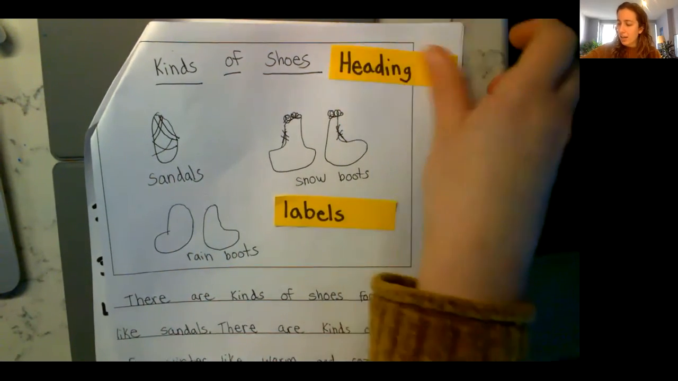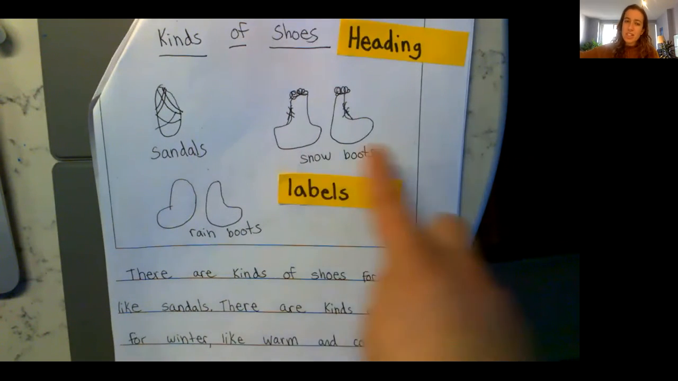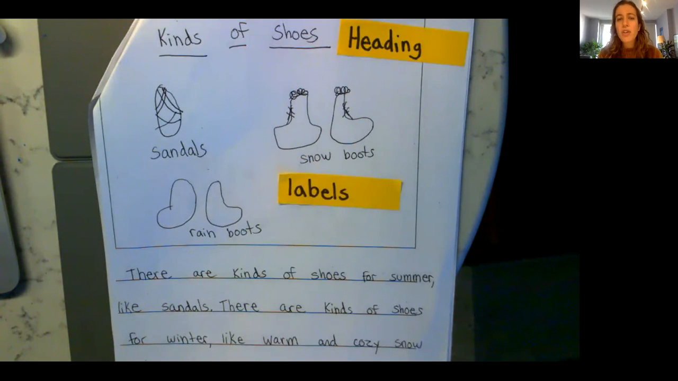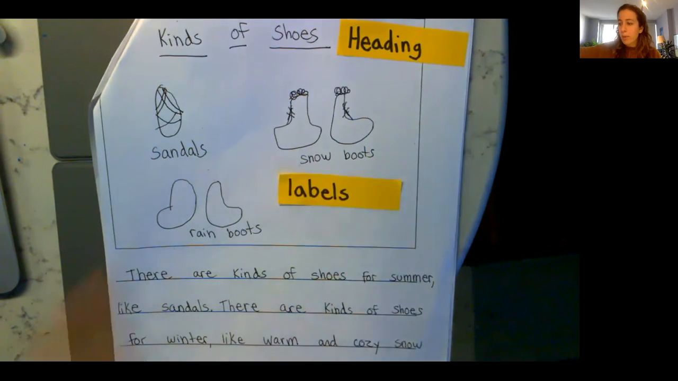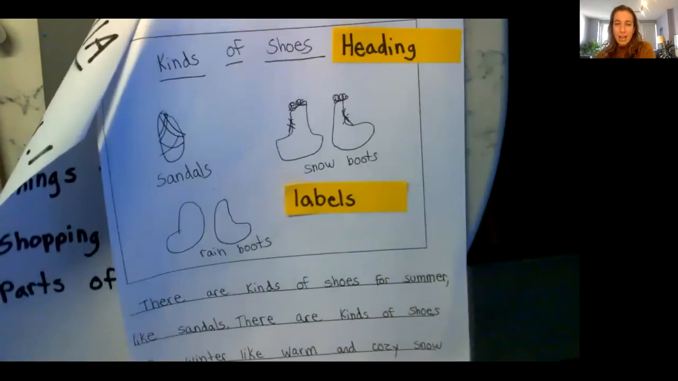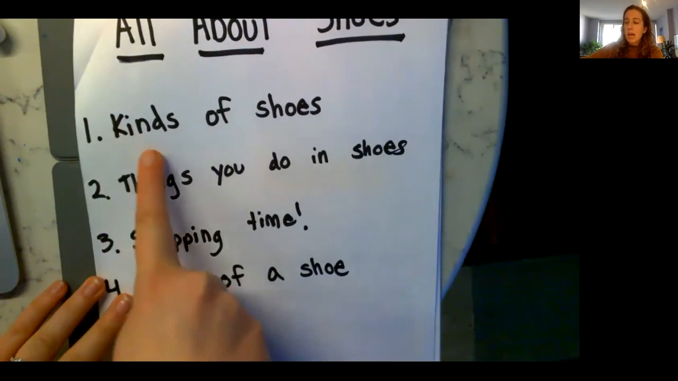That's a heading. This heading is teaching the reader that everything on this page has to do with kinds of shoes. They're not going to learn about where you can buy shoes or places that make shoes. You're going to be learning on this page about the different kinds of shoes. The heading is really important because it tells the reader everything they're going to be learning about on this page. And my heading, kinds of shoes, connects with the table of contents, where the first chapter says kinds of shoes. Let's keep reading and see what other text features I used in this information book.